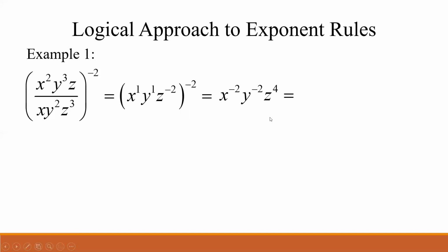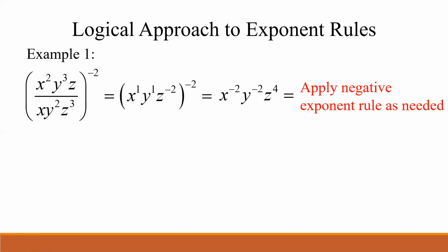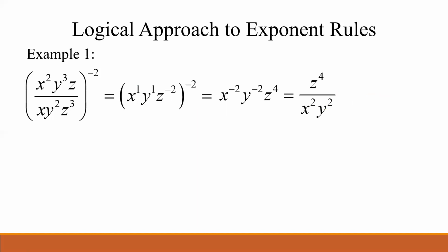And then lastly, I'm going to apply my negative exponent rule as needed. Whichever variables have negative exponents, I'll flip. Anything that has a positive exponent, I'll leave alone. So that becomes z to the 4th, he stays on top, and then the x squared, y squared come down to the bottom, positive exponents.